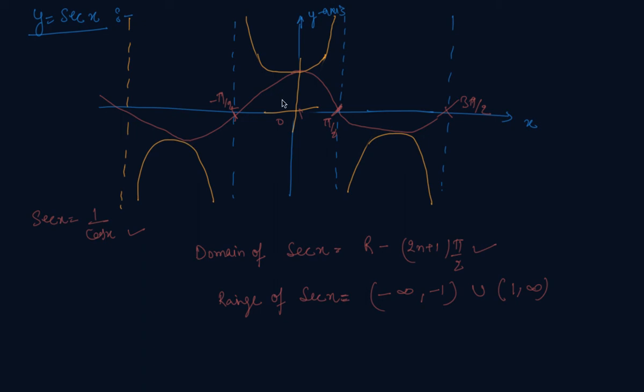Students, till now we have discussed the domain, range and graph of all the trigonometric functions. In the next lecture I will tell you how the sign changes when you change the quadrant of a function. There we will see how to find the different signs of all the trigonometric functions in different quadrants.